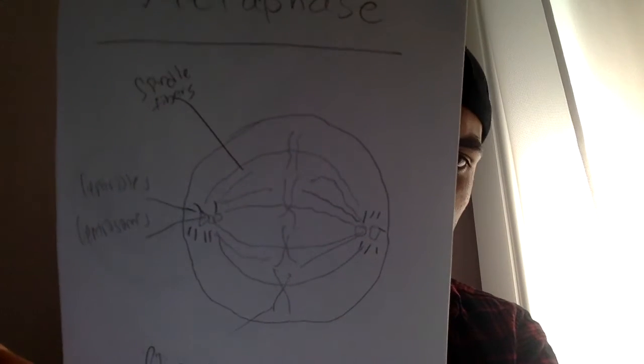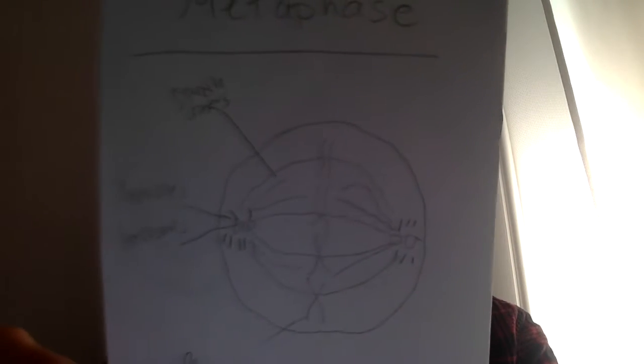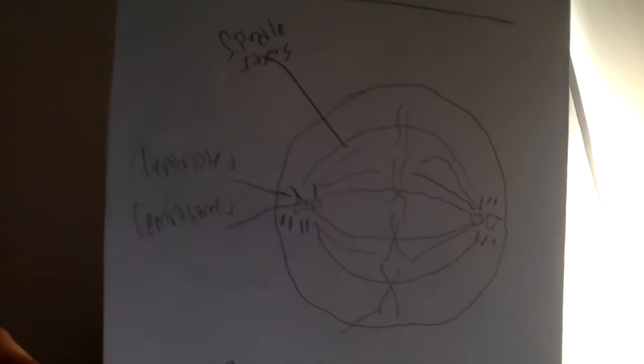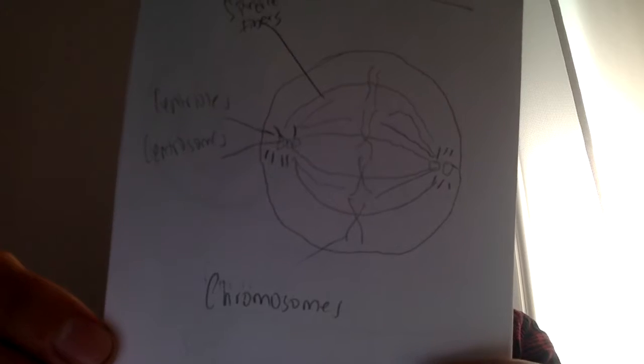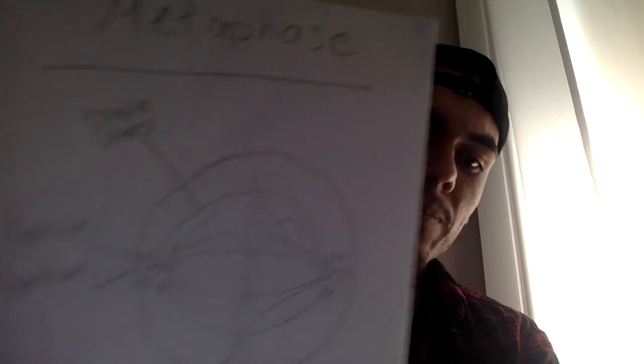So now I'm going to go to the other side, which is the next stage, metaphase. And here you see the spindle fibers, which I had said earlier, they are forming. And then you still see the centrioles and the centrosomes. And then you see the chromosomes are lining up.